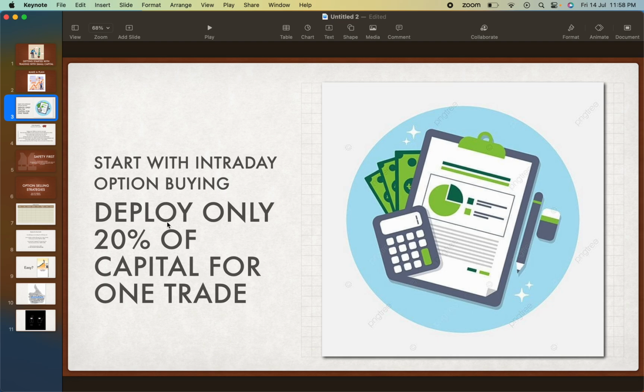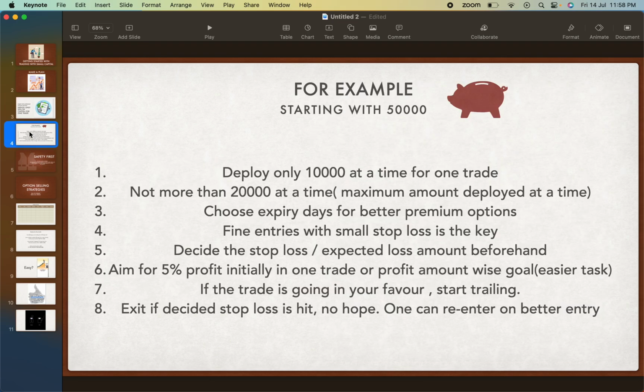The first rule is deploy only 20% of the capital for one trade. Now, what do I mean by that? Let us take an example and understand this. For example, this is just an example, if you are starting with a capital of 50,000 only, okay? So the first rule is you have to deploy only 10,000 at a time for one trade.